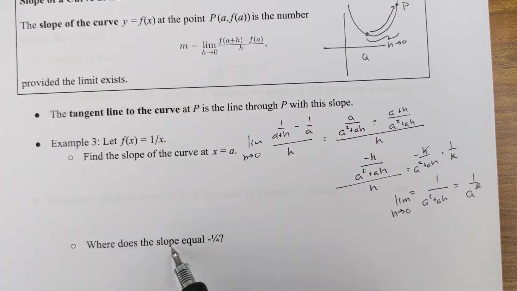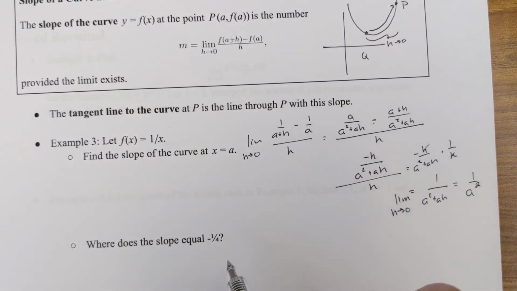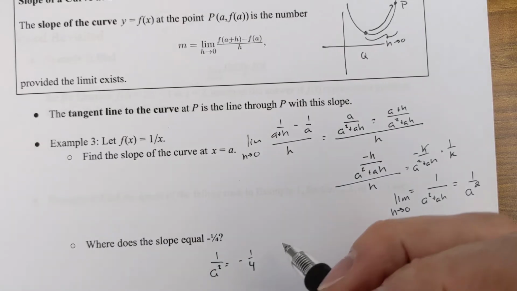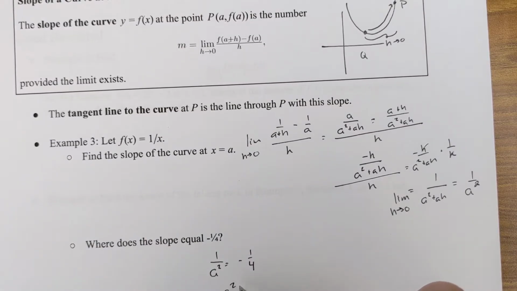So here it says, where does the slope equal negative 1/4? Well, that's my equation for the slope, 1 over a squared. So 1 over a squared equals negative 1/4. So let's see, we'll do cross products. So negative a squared equals 4. We have a problem here.